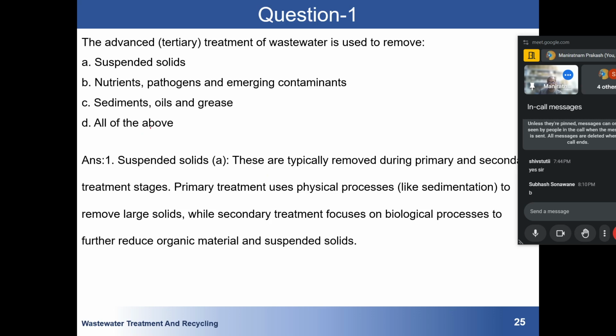So see, the suspended solids are typically removed during primary and secondary treatment. We have seen this. In primary treatment, we add some coagulant, flocculant, then we have a sedimentation tank and all these things. By that process, the suspended solids are removed. Primary treatment uses physical processes like sedimentation to remove larger solids, while secondary treatment focuses on biological processes to further reduce organic material and suspended solids.